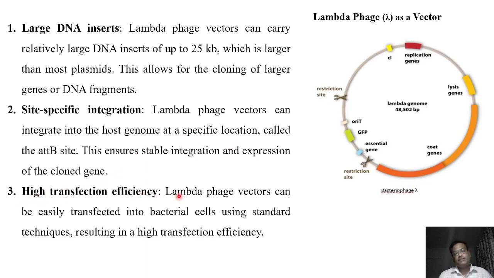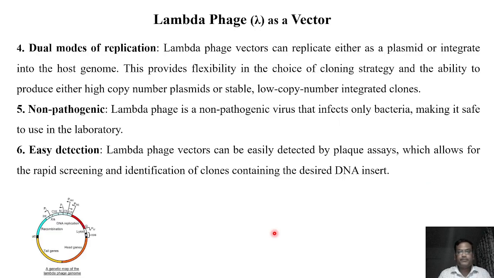High transfection efficiency. Lambda phage vectors can be easily transfected into bacterial cells using standard techniques, resulting in a high transfection efficiency. So transfer of the recombinant DNA into the bacterial cell is more efficient when we use lambda phage.